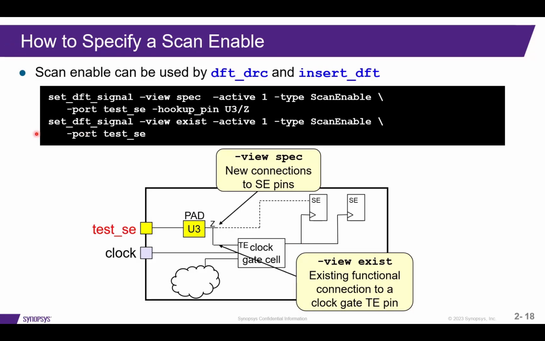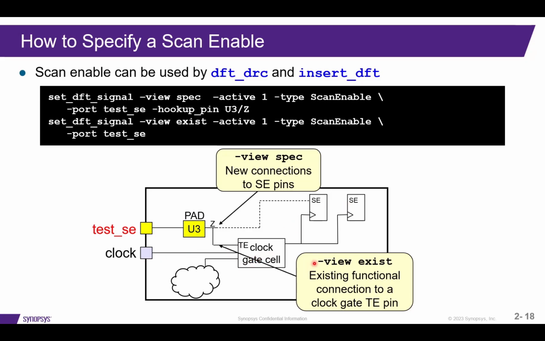Next up are scan enable signals. Scan enable signals are a little bit special. They could be used by both design rule checking as well as DFT insertion. So in this example, I have a clock gating cell, which already has a scan enable signal connected, because I needed to make the clock gating signal transparent such that the clock signals will reach my registers.